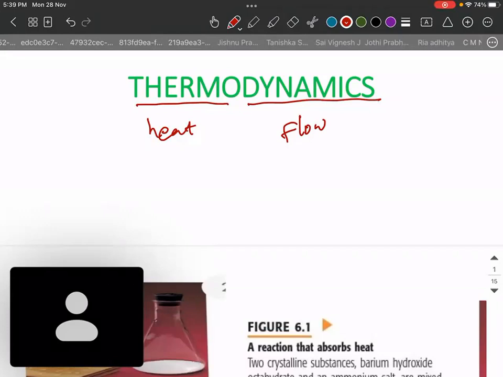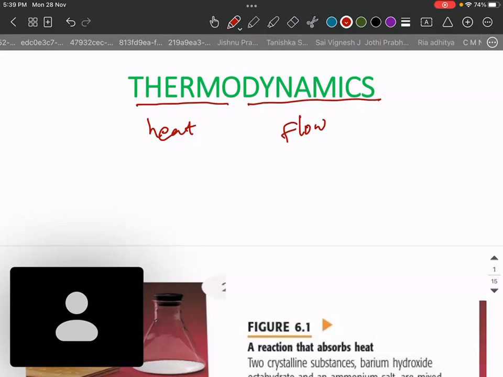Yes, sir. So in chemical thermodynamics, we are going to see the heat either absorbed or evolved. In a chemical reaction, we see that one bond is forming and another bond is cleaving, right? Or otherwise, hydration is taking place.